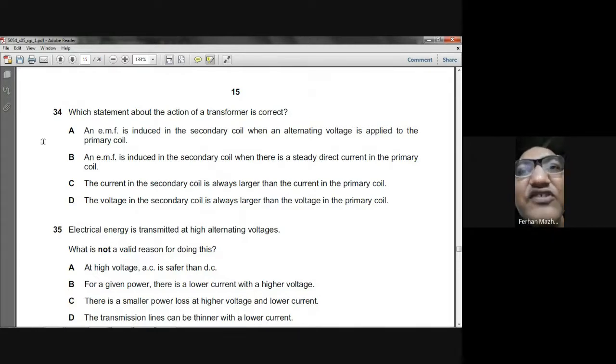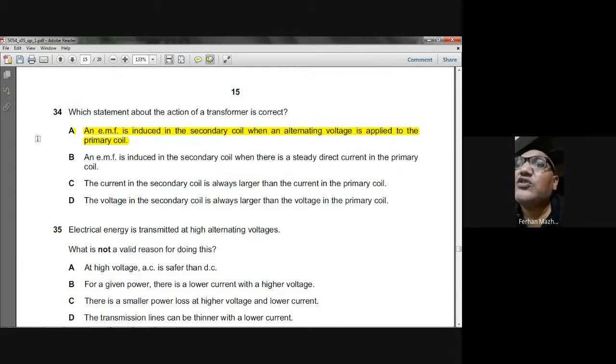An EMF is induced in the secondary coil when an alternating voltage is applied to the primary coil. That is the working principle of the transformer. It has two coils, a primary coil and a secondary coil. In the primary coil we provide alternating current, and in the secondary coil automatically an EMF is induced. That's the working principle of the transformer. So A can be the choice.